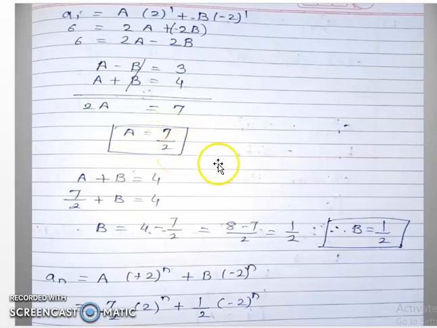Similarly, we have to find out the value of b, that is using the first equation, a plus b is equal to 4. We put the value of a as 7 divided by 2. Then after putting the value of a, 7 divided by 2 plus b is equal to 4, then we get the value of b is equal to 4 minus 7 upon 2. That is 4 into 2, 8 minus 7 divided by 2. That is, b value is 1 upon 2. So we find out the a and b values.